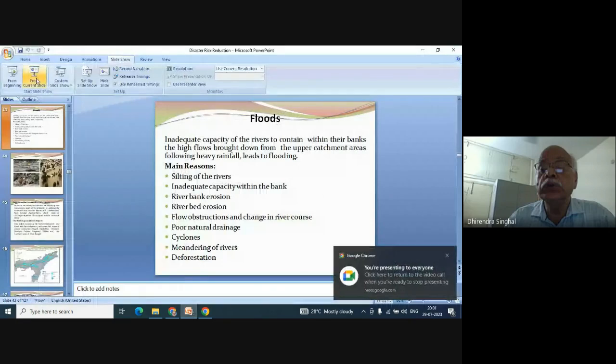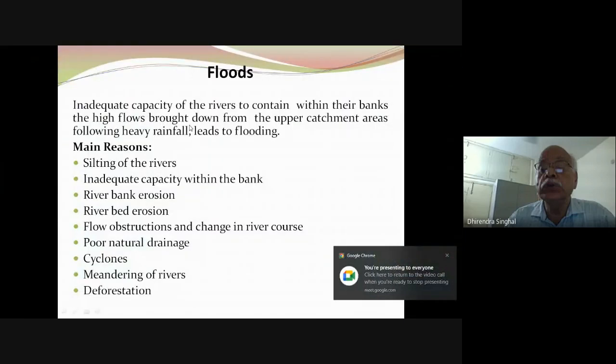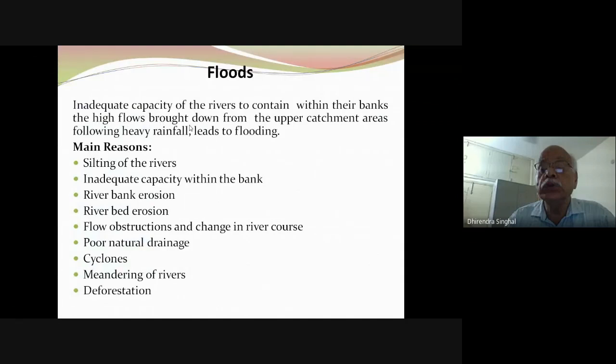The next event I'm taking is floods. Whenever you say floods, I think we must be clear, from the recent incidents, that water will come out of the river. That's why inadequate capacity of the river to contain within its banks the high flow brought down from the upper catchment area following heavy rainfall leads to flooding, and that has happened very much in the river Yamuna, which we are discussing near Delhi.